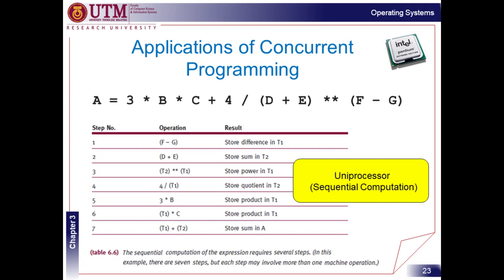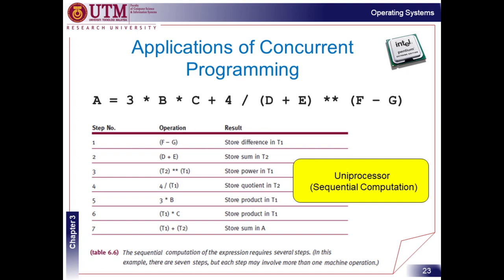So, if we have only one processor, we have to perform the computation sequentially, which means we have to do one operation at a time and store the intermediate results in temporary variables. As a result, this takes a lot of time and memory. The table on the slide shows how the sequential computation works.